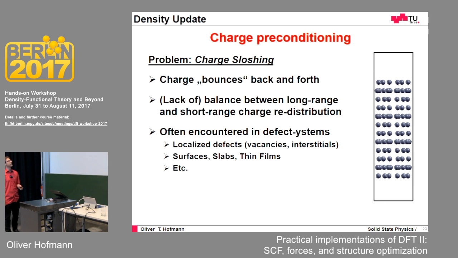What will happen in the SCF is that there will be some kind of charge redistribution between the bulk-like inner part of the slab and the surface.